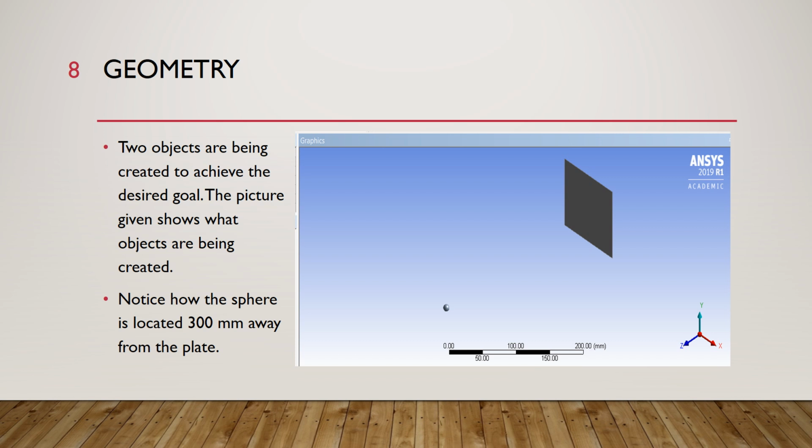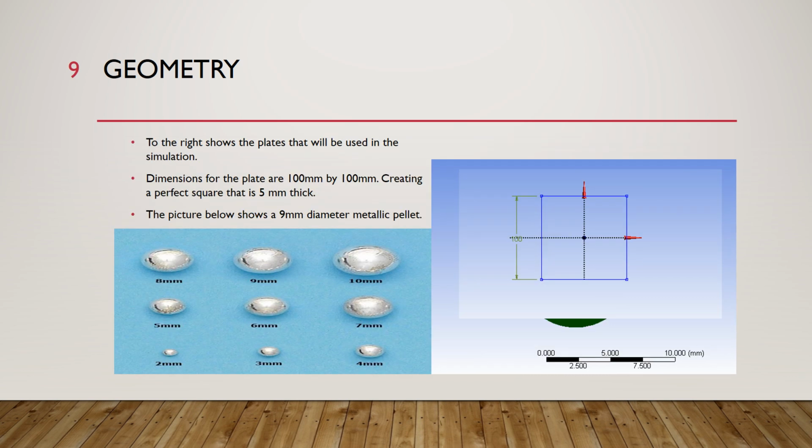Geometry. Two objects are being created to achieve the desired goal. The picture given shows what objects are being created. Notice how the sphere is located 300 millimeters away from the plate. To the right shows the plates that will be used in the simulation. Dimensions of the plate are 100 millimeters by 100 millimeters, creating a perfect square that is 5 millimeters thick. The picture below shows a 9 millimeter diameter metallic pellet.